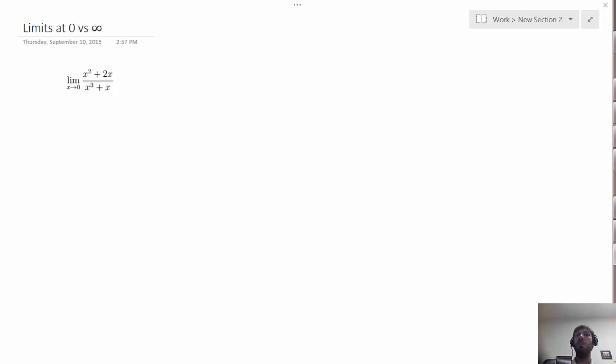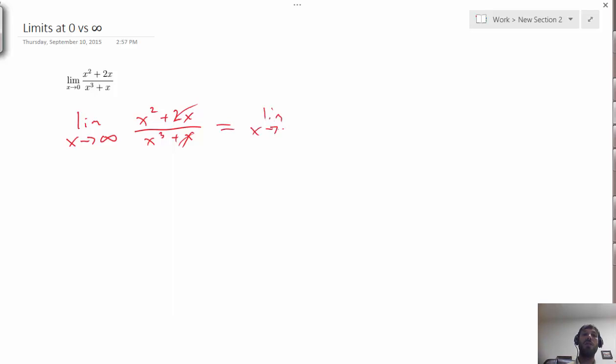So in class, we were discussing the fact that if I'm looking at a limit as x goes to infinity of a ratio of two polynomials, right? Then what we can do is ignore the slower growing terms in the numerator and denominator. In this case, that would be the 2x and the x, and focus on the relative growth rates of the higher order terms. So in this case, that would lead to the answer limit as x goes to infinity of 1 over x, and that would in turn give us the answer of 0.